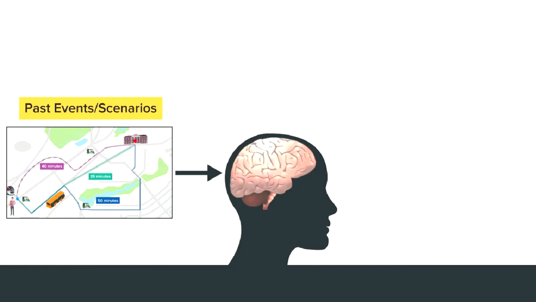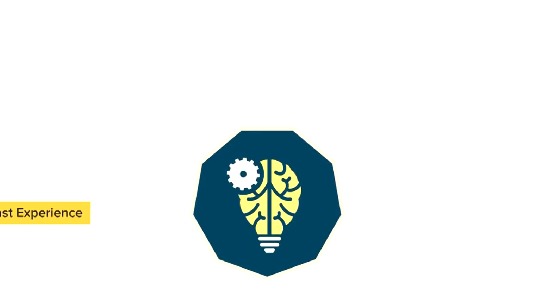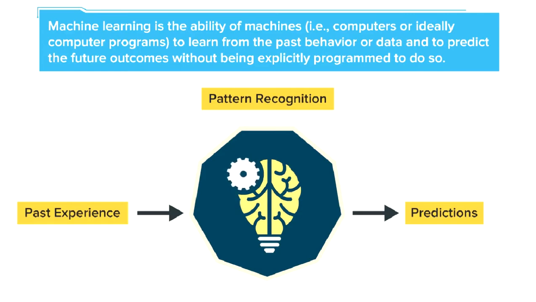Just like a human brain analyzes each scenario or event and learns from them and then improves or makes changes for the next occurrences, machines also learn from available data or events, identify patterns, and then make decisions to improve or predict the outcome automatically. We can rephrase our machine learning definition as machine learning is the ability of machines, that is computers or ideally computer programs, to learn from the past behavior or data and to predict the outcomes without being explicitly programmed to do so. We have understood what is machine learning.